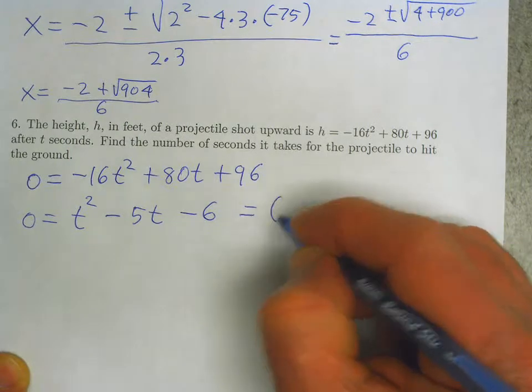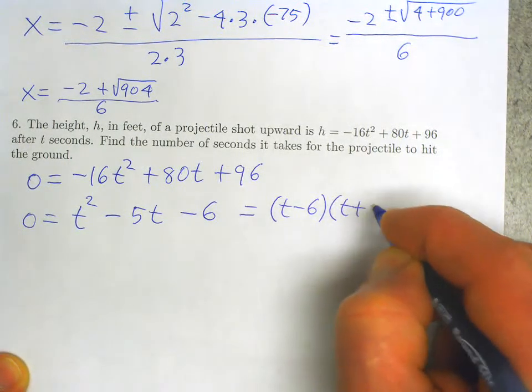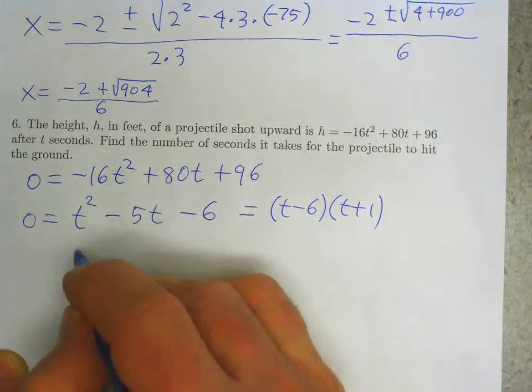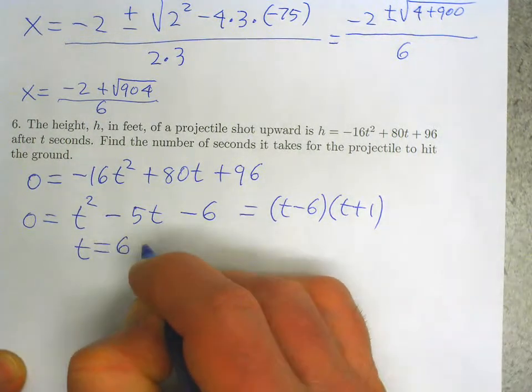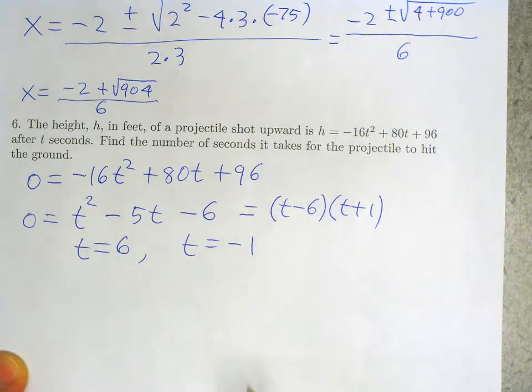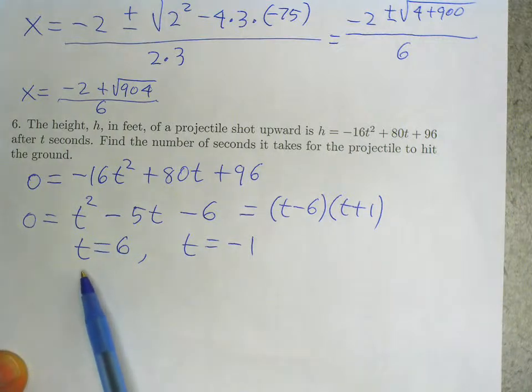One factor is t minus 6, and the other one is t plus 1. One solution to this quadratic equation is positive 6. The other solution is negative 1. But in the context of the problem, the only solution that makes sense is the positive solution.